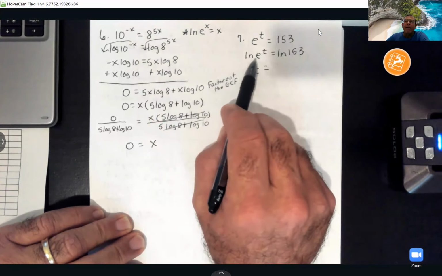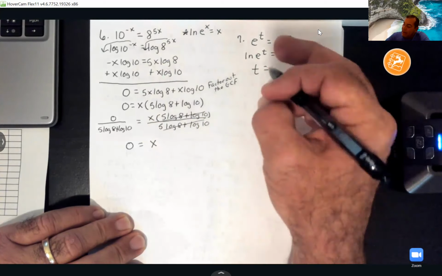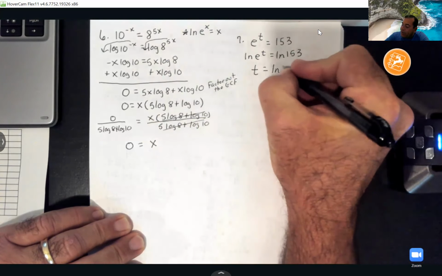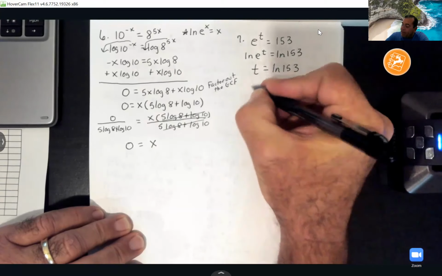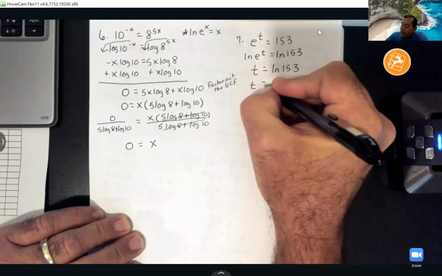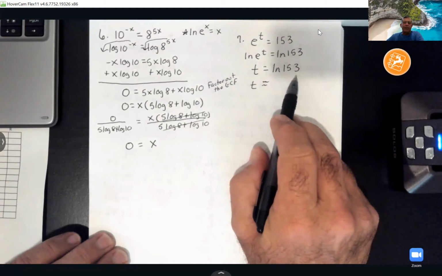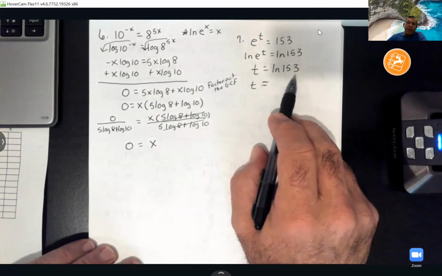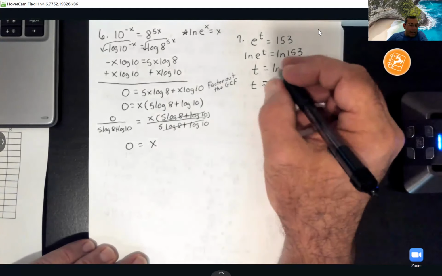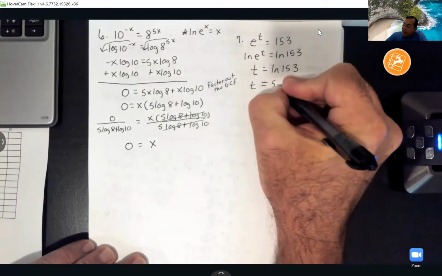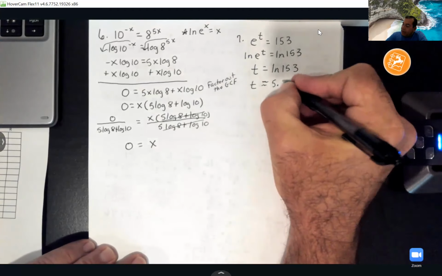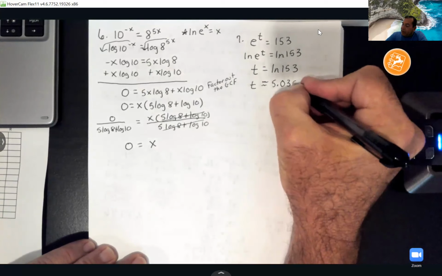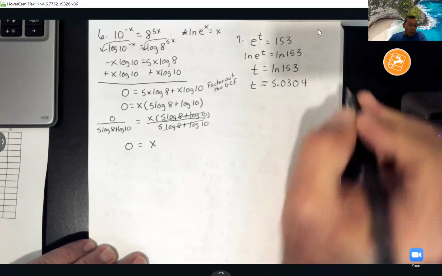Now, I got the left side. The right side is going to be ln of 153. So y'all, all we got to do is punch in the ln of 153 and see what we get. And that's going to give us a 5.0304.